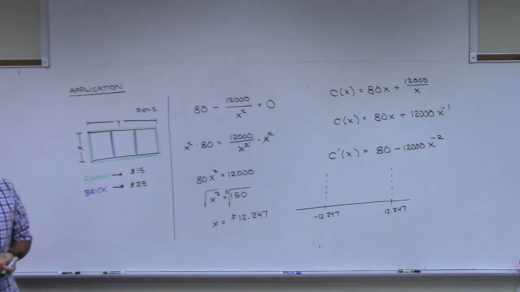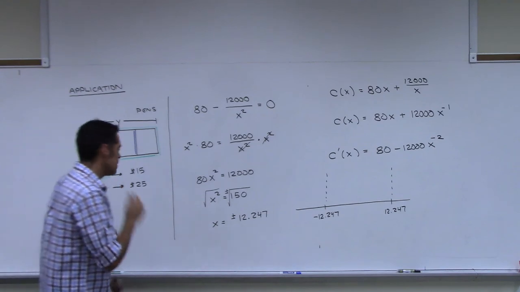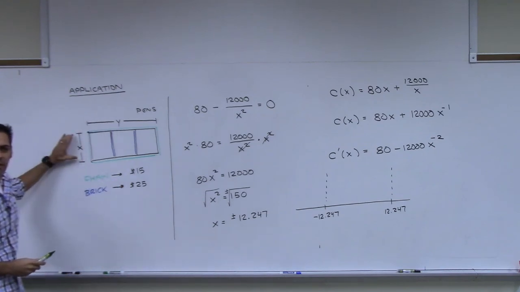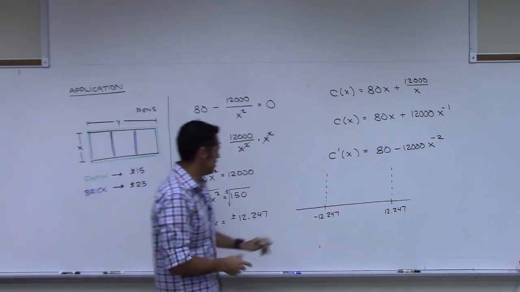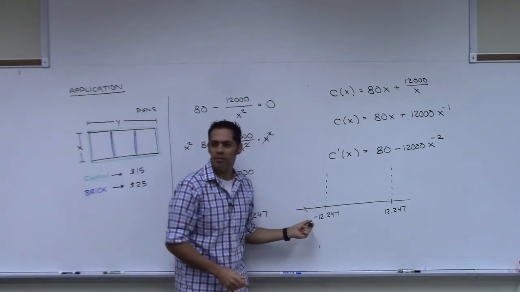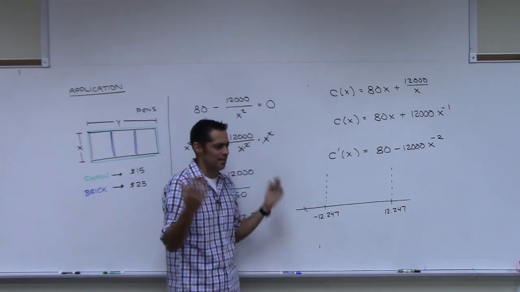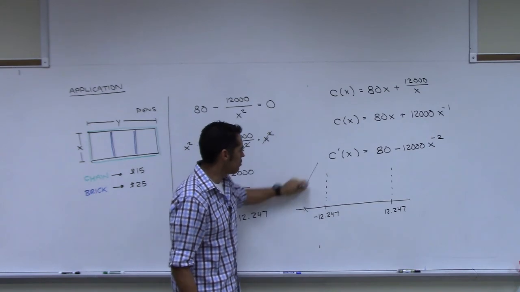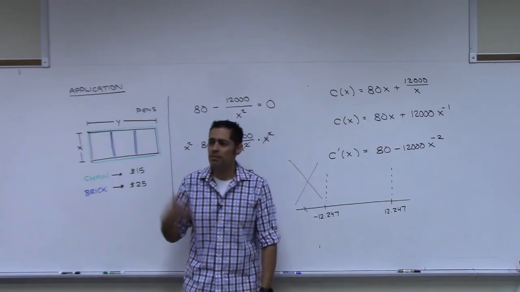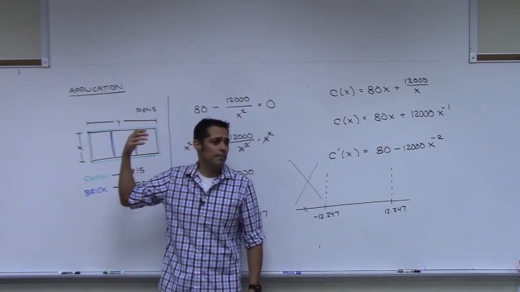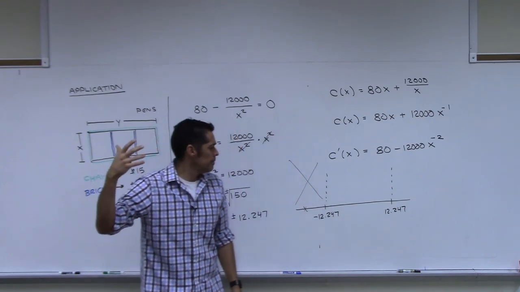Test points, right? Now think about this for a second, though. I really want you to think about this. X is the length of the side of the fence, right? X is this length. Does it make any sense for us to be talking about x's over here? No, it's negative. I'm not going to build a fence with negative length. It doesn't make any sense. So I'm actually going to throw this region completely out because it doesn't fit into the word problem, right?